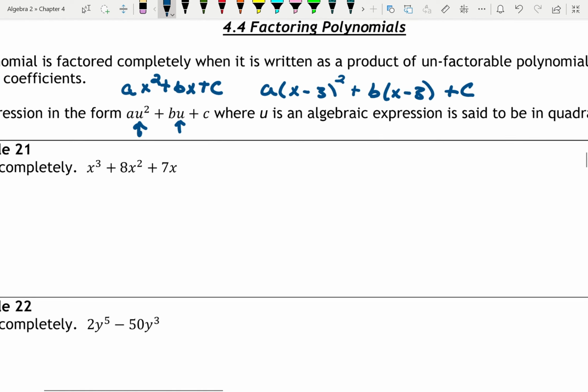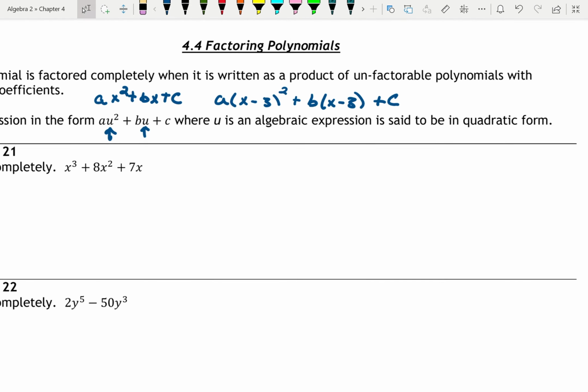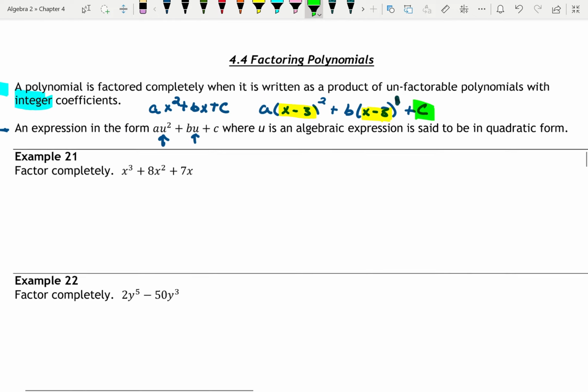And that's going to be an expression that is in quadratic form, because we have a piece squared and then a piece with degree 1, and then we have just a coefficient on the end. So that's a little bit different. We'll use that later on, I believe.